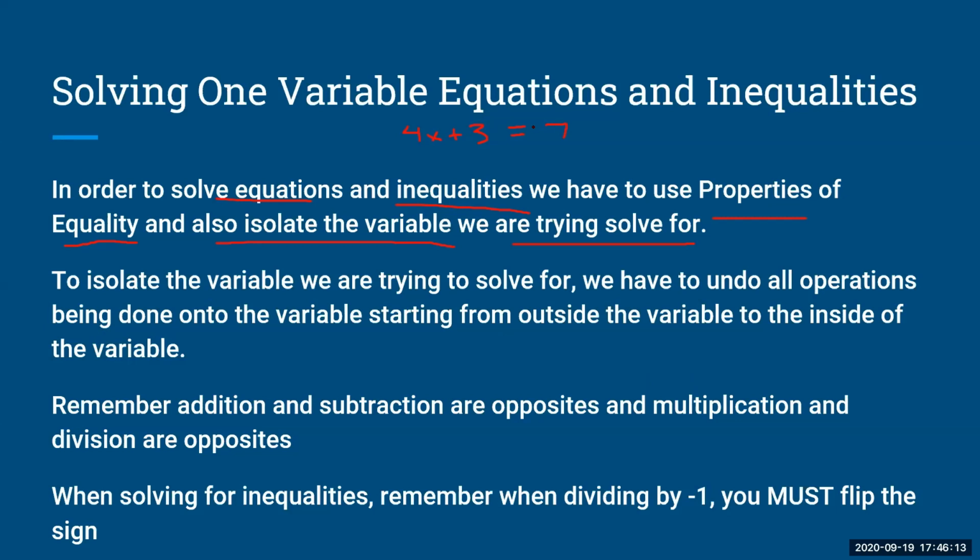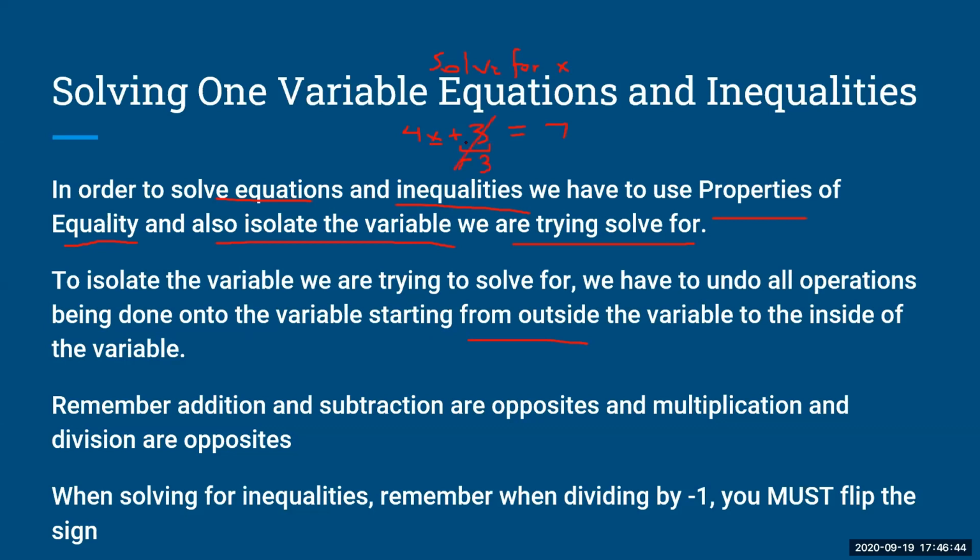4x plus 3 equals 7. So we're trying to solve for x, right? Solve for x. Remember, x is the most common variable, maybe in math in general. Yeah, I think internationally, x is the most common variable. My voice is dying out. So 4x plus 3. When I say we have to undo all the operations being done, starting from the outside, notice that plus 3 is on the outside of x. So since we're adding 3, we have to subtract 3 to cancel this out.